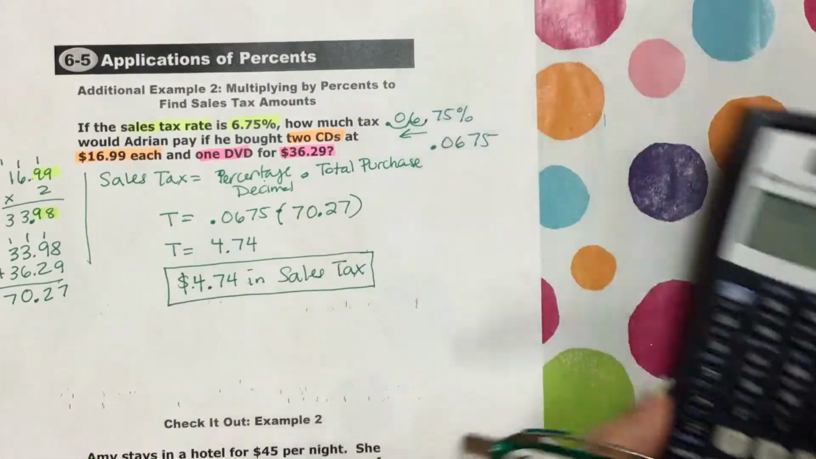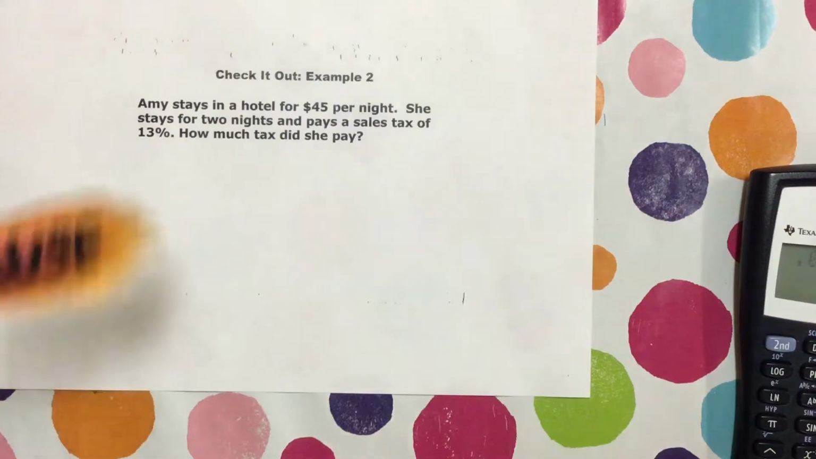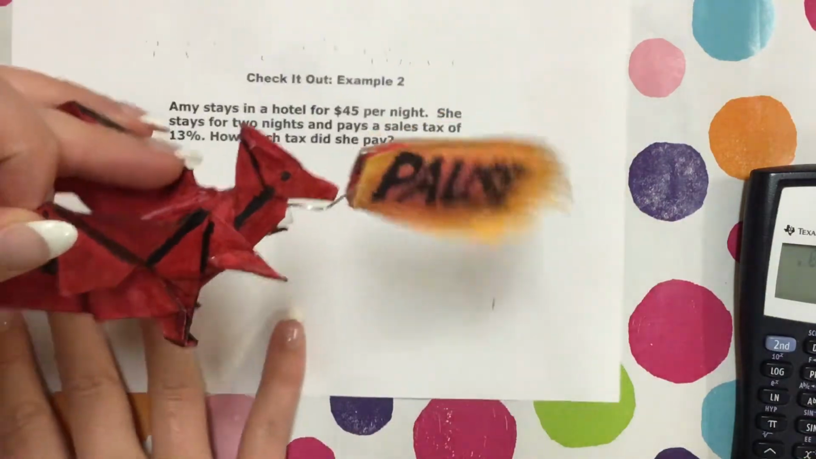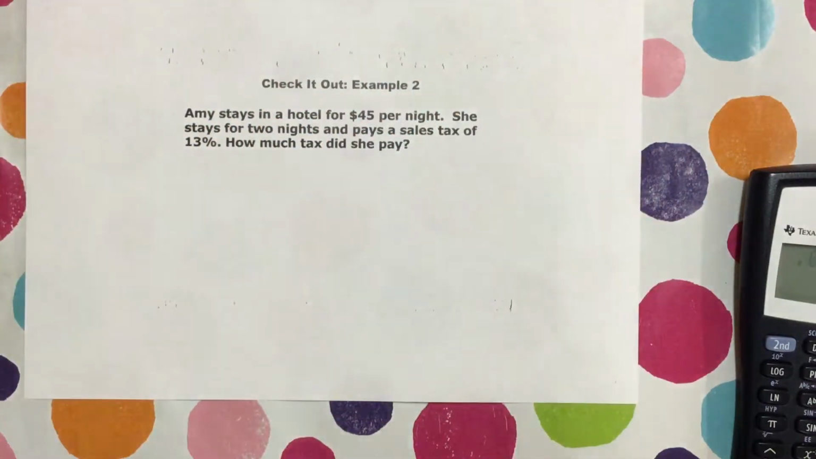Okay. All right. Let's go on to check it out, example 2. So for this one, I want you to try to figure it out. Go ahead and press pause. Figure out example 2. When you get done, press play and we'll see how you did. All right. See you in a bit.